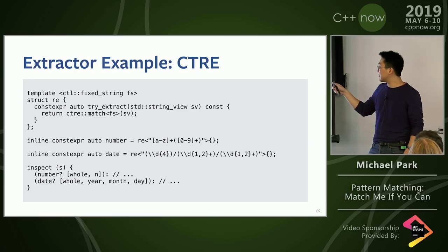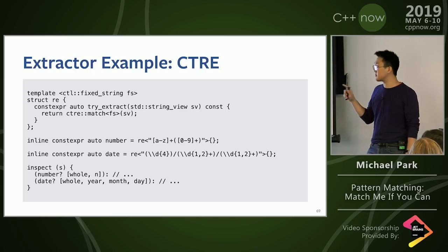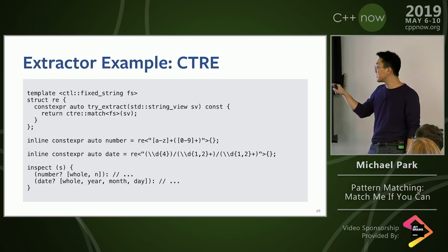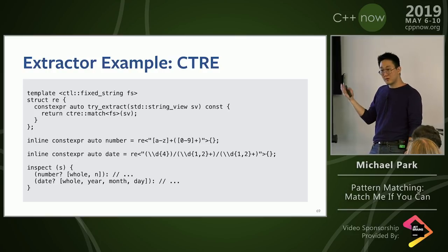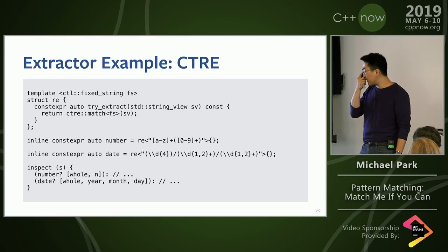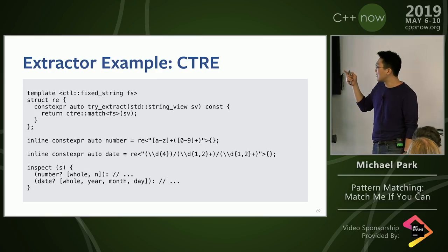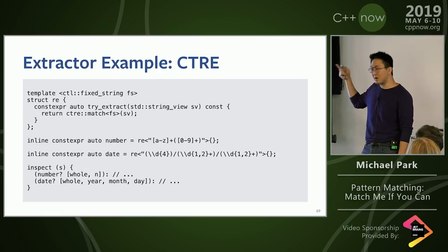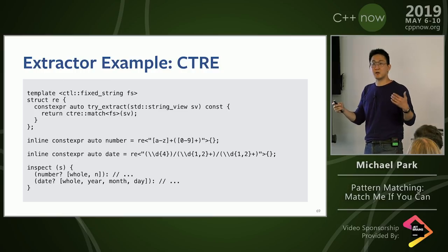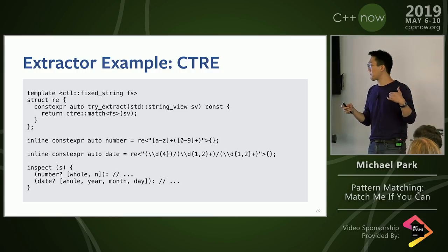So we can create two of these, right? We can say RE of this regex, which is the number matching regex, and then another RE with date, which would give you the date matching regex. And then you can use it in an inspect as an extractor. So you can say number question mark, which would call number dot try extract of the string, which will then go through CTRE machinery. And then what will come out is a fixed size container of the matches. Wow.